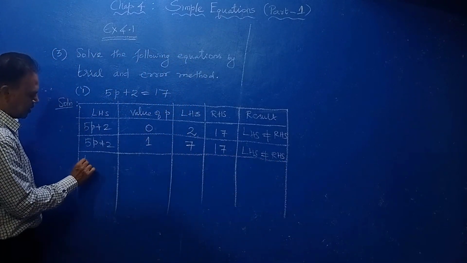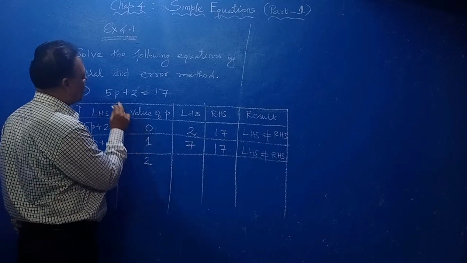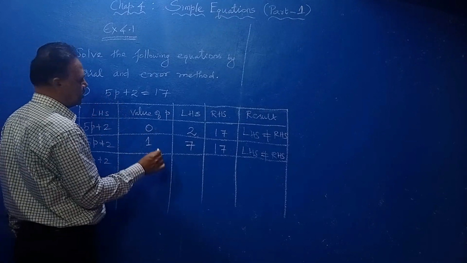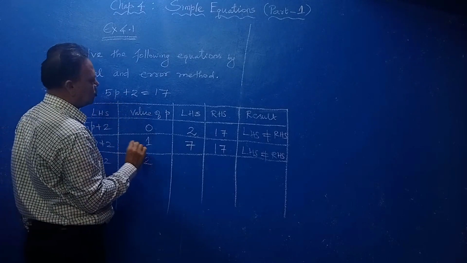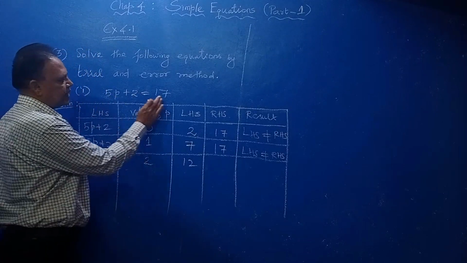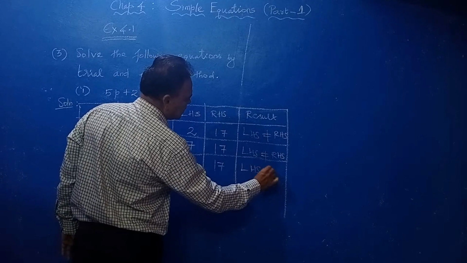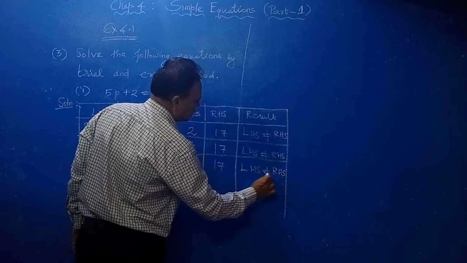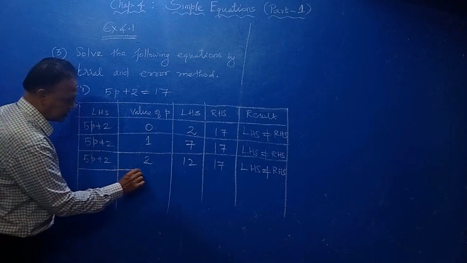Next you take 2. What will you get? 5 into 2 is 10, 10 plus 2 is 12. The left hand side is 12, but the right hand side is 17. Here also the result is LHS not equal to RHS.